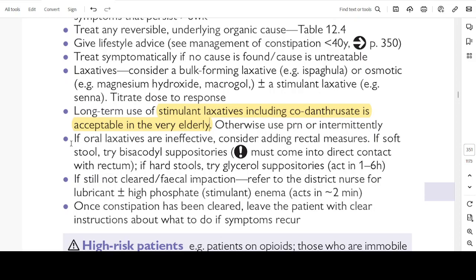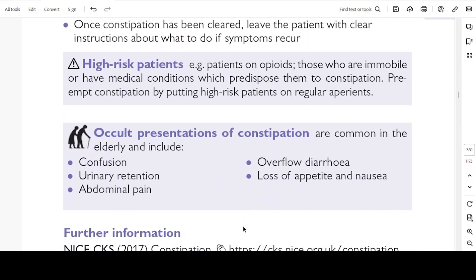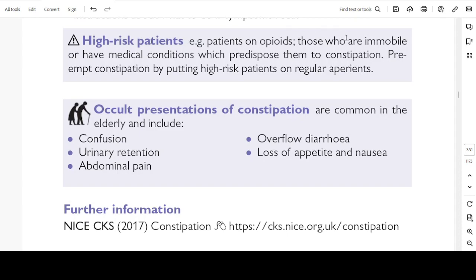So if oral laxatives are not effective, then you give a rectal suppository. If stools are soft, you give bisacodyl suppositories. If stools are hard, you give glycerol suppositories. If the stool is still not cleared or there is fecal impaction, you refer to a district nurse, who will give the lubricant plus high phosphate stimulant enema. Once constipation has been cleared, leave the patient with clear instructions about what to do if symptoms recur. High risk patients, for example patients on opioids, those who are immobile, or have medical conditions which predispose them to constipation: pre-empt constipation by putting high risk patients on regular aperients.